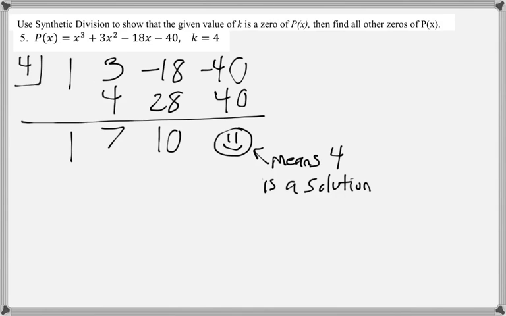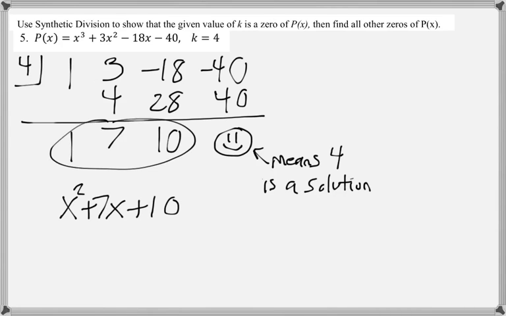To get the other ones, I'm actually going to put this back into its equation form. So every time you use synthetic division, it's always 1 power less. So because we started with an x cubed, this is going to be x squared plus 7x plus 10 if I bring this down as a polynomial.